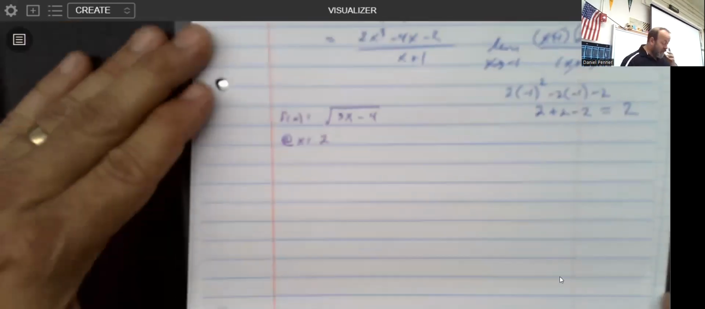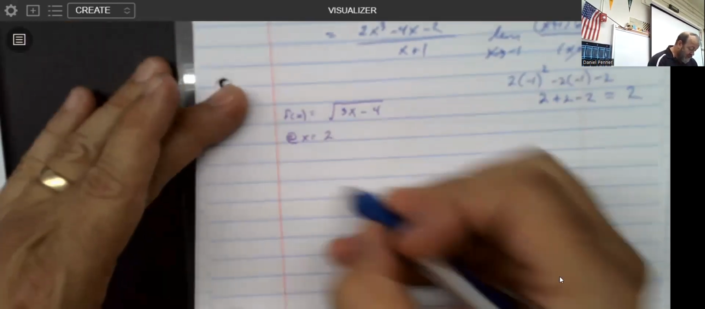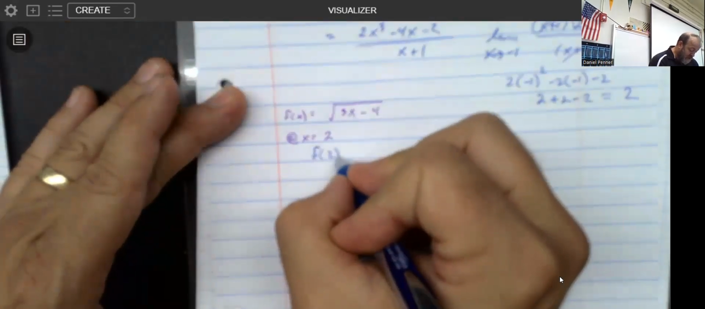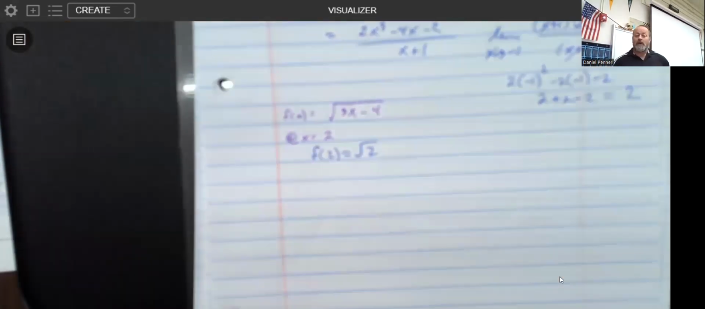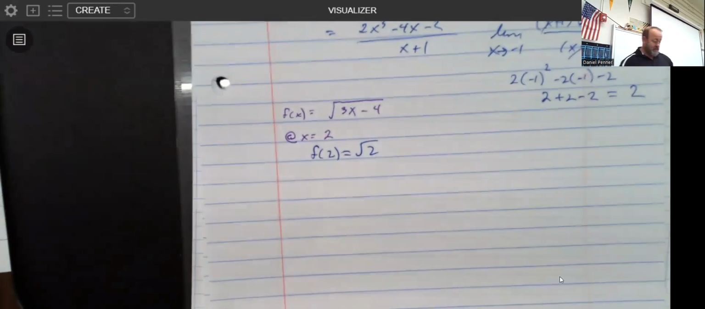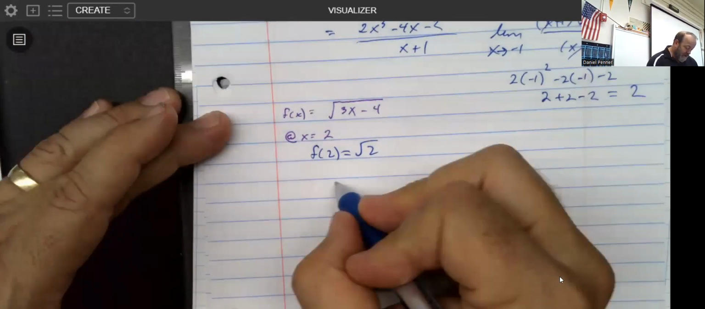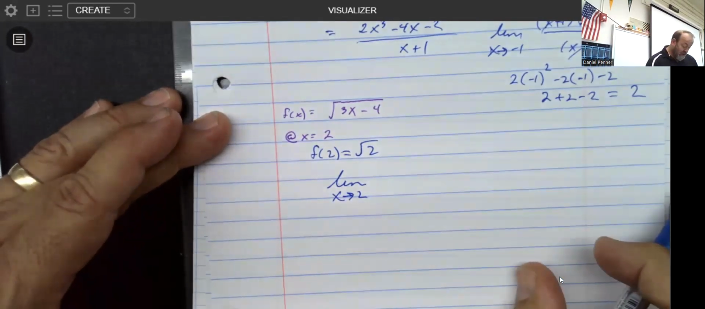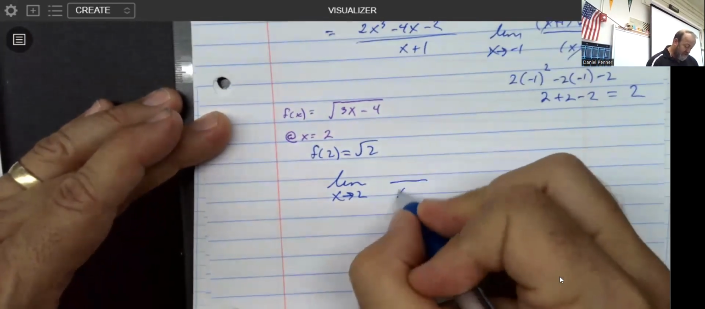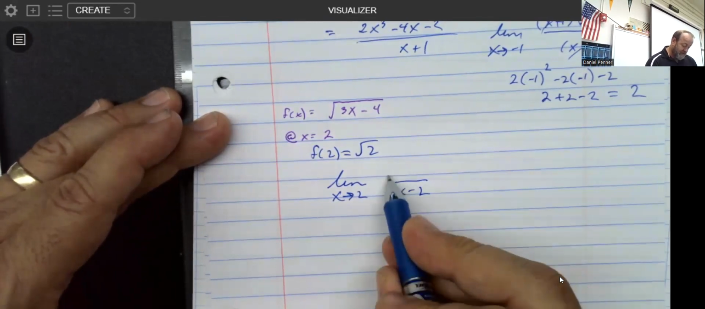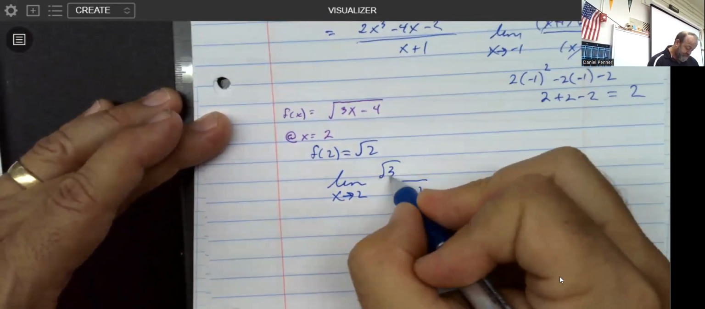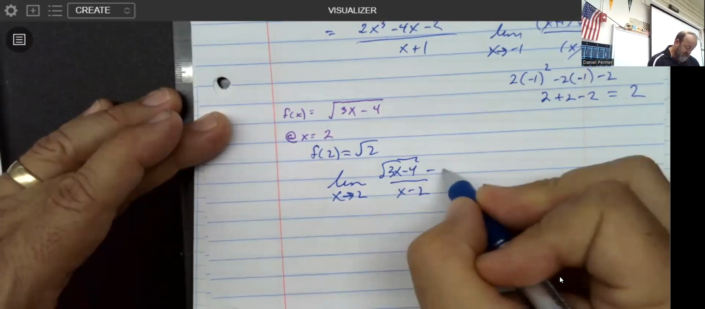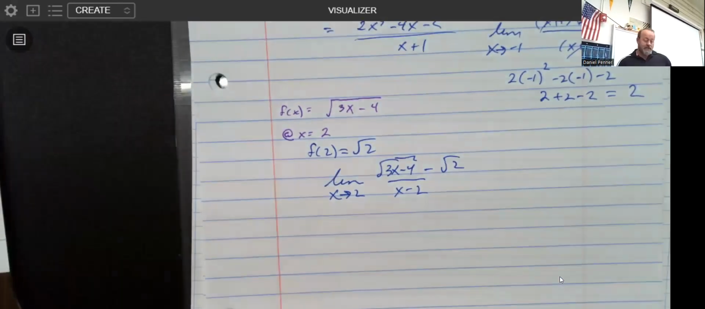Okay, now a radical is another one. So keep in mind, we want to know what f of 2 is, and I purposely made this one a little bit less pleasant. So I'm going to jump right to the full story. Let's take a limit as x goes to 2. I'm going to have x minus 2 in the bottom because remember it's f of x minus f of c all over x minus c.